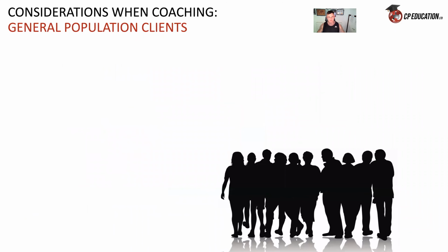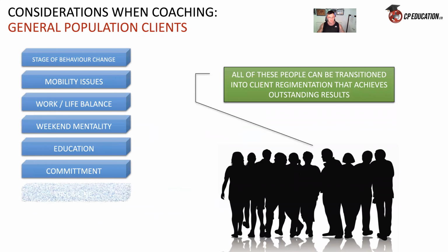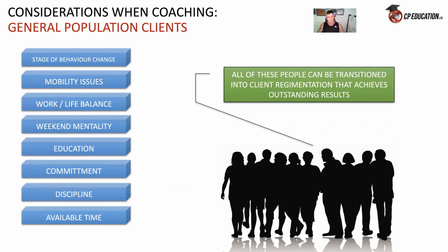Right, so considerations for general population. So this is just discussion points now. If you have got a general population client, they are more than likely going to need to be taken through the transtheoretical model of behavior change, because these guys will be busy. They will not be invested. They potentially might even be doing it just for the sake of it. They're more than likely going to have the highest mobility issues, so you're going to have to look at getting them referrals and assessments. They're going to struggle with work-life balance.